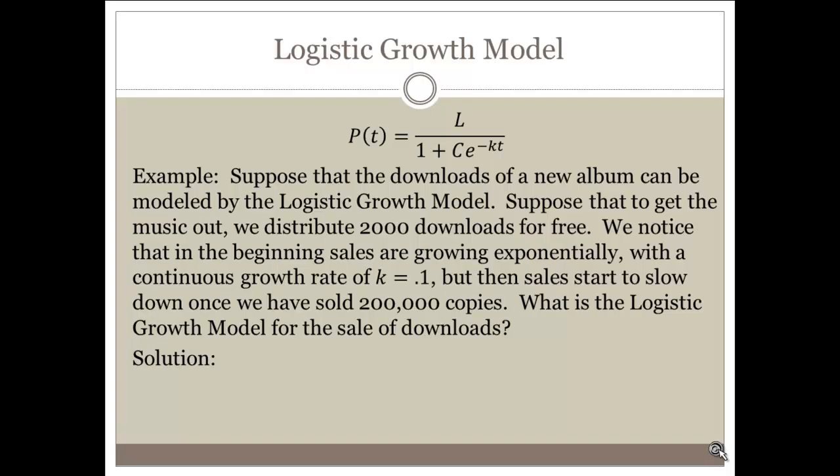To find our model, we need to figure out what L, C, and k are. One of these we are given right in the example, that k equals 0.1. But what about L and C? To find L, we will use that sales start to slow down once we have sold 200,000 copies, which means that the point of diminishing return happens at P equals 200,000. But we know the point of diminishing return happens at L over 2, which means that our carrying capacity L must be 400,000.